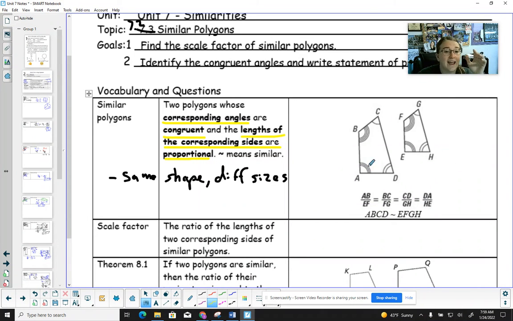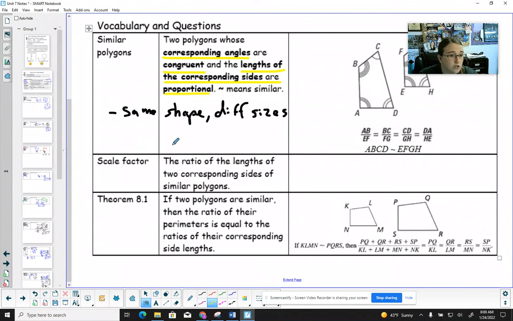Again, proportional means that every single side length is just being multiplied by a certain number, the same number, to get from one shape to the next. So one shape might be twice as big, every single side length is twice as big. It might be a fourth as big, every single side length is a fourth as big as the other. But again, the angles are the same, sides are proportional. So we're going to be talking about that.